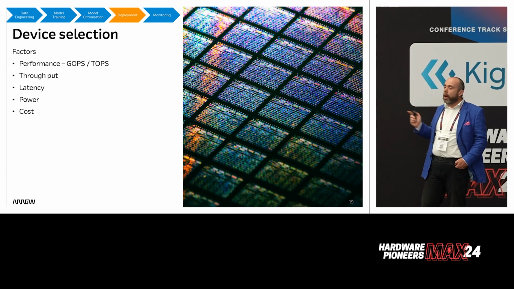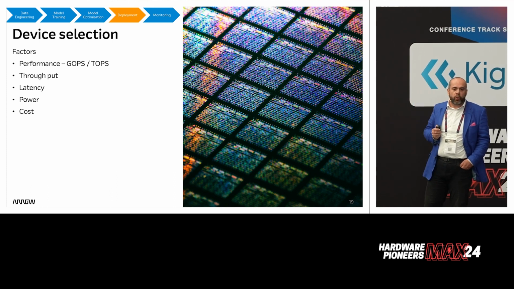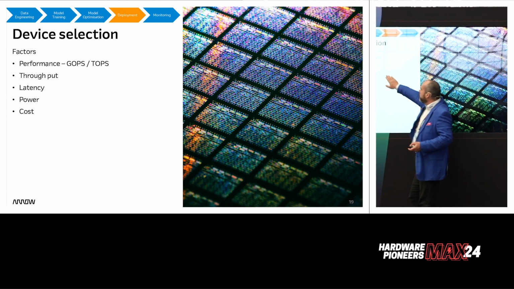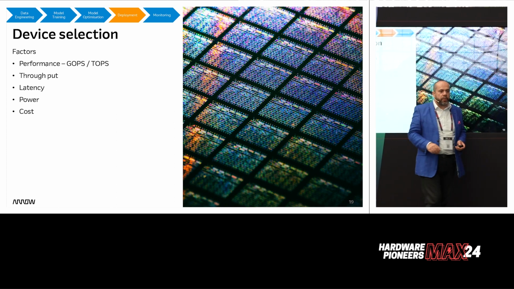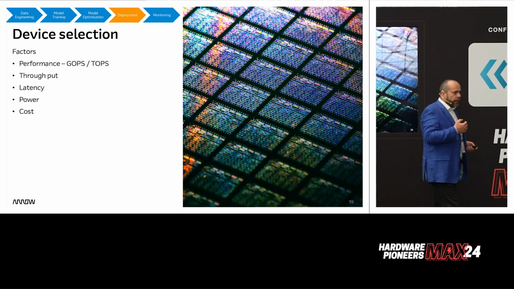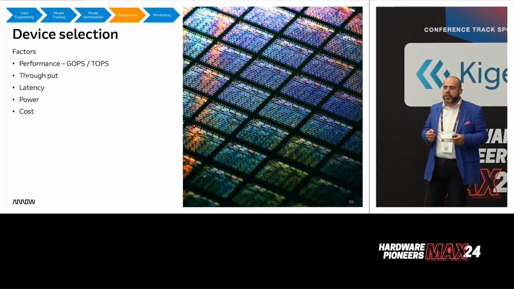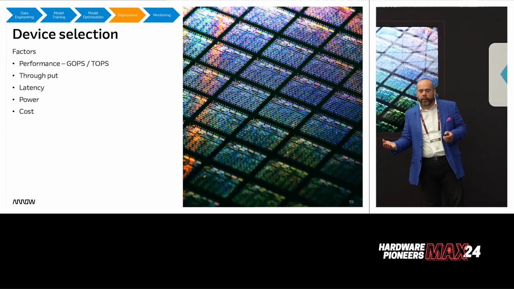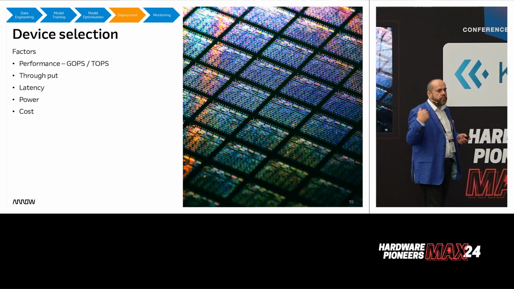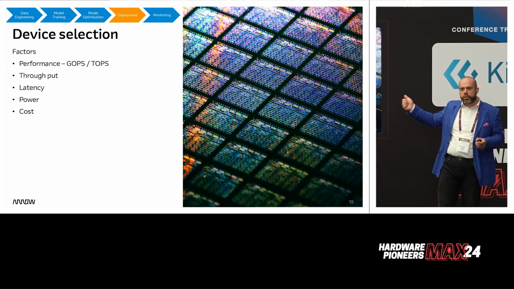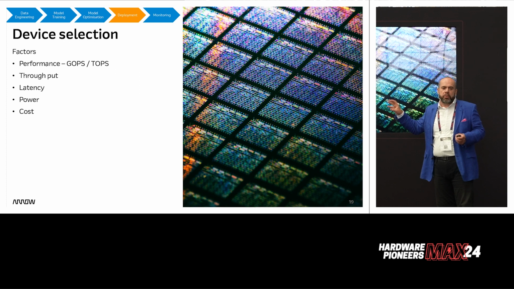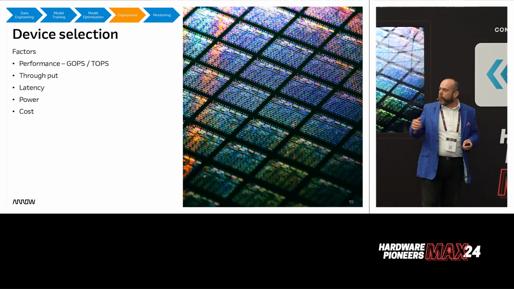So how do you choose what device you're going to put your model on? Often people look at these numbers first, the GOPS and the TOPS, giga or tera operations per second. Again, AI is just mathematics, so you just count the number of mathematical equations your device can do that gives you that answer. And that's a great starting point, right? If you understand roughly how many GOPS or TOPS you need, then you're going to be in the right ballpark.